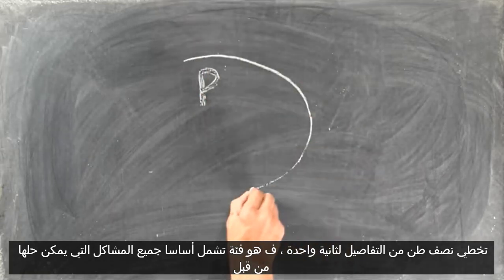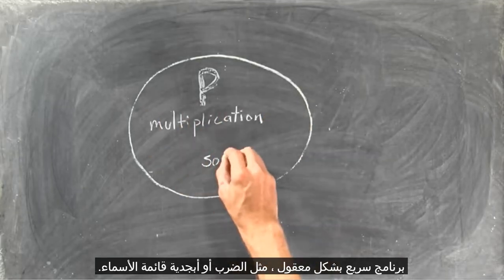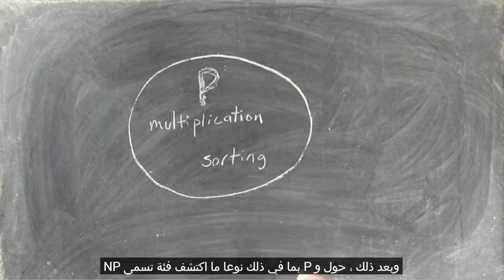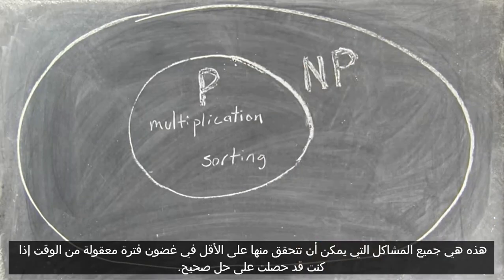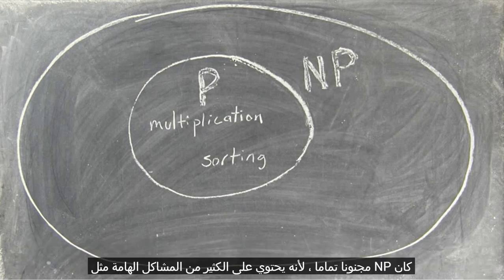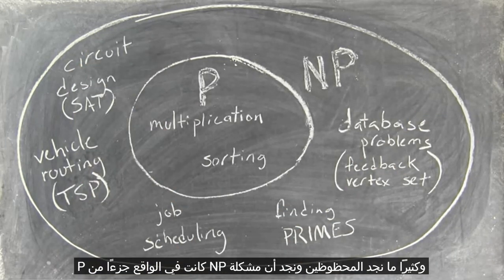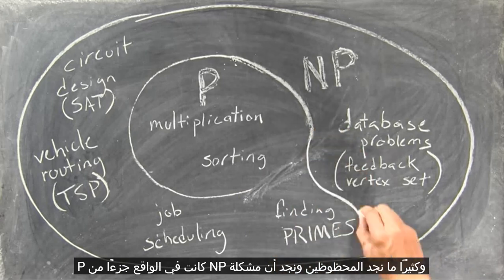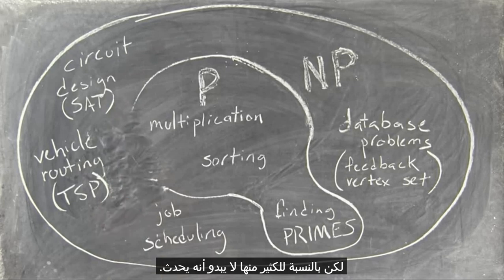Skipping a ton of details for a second, P is a class that basically includes all the problems that can be solved by a reasonably fast program, like multiplication or alphabetizing a list of names. And then, around and including P, we sort of discovered a class called NP. That's all the problems where, if you're given a correct solution, you can at least check it in a reasonable amount of time. NP was totally maddening because it contained lots of important problems like vehicle routing and scheduling and problems in circuit design and databases. And often, we'd get lucky and find that an NP problem was actually a part of P, and we'd have our fast program. But for a lot of them, that didn't seem to be happening.